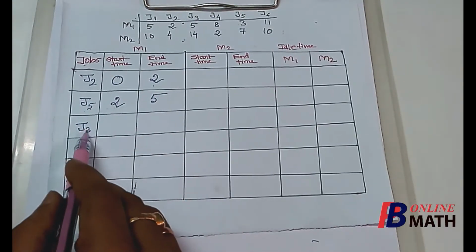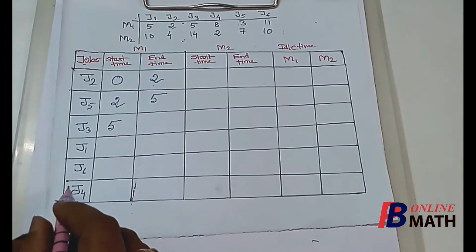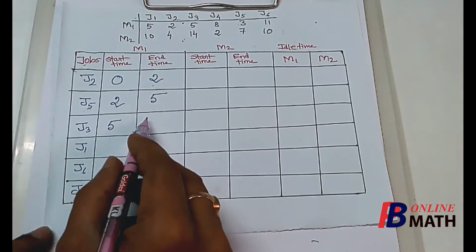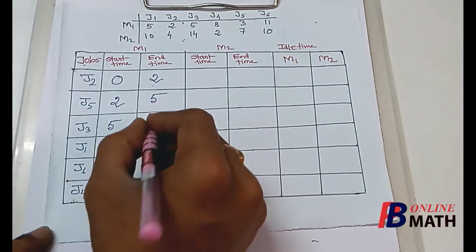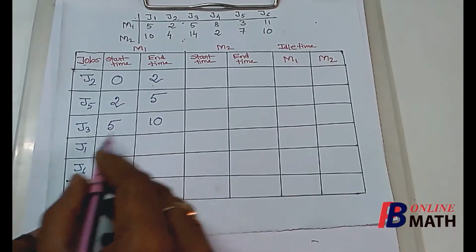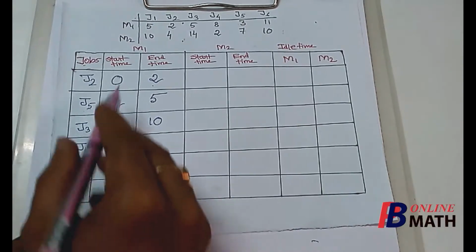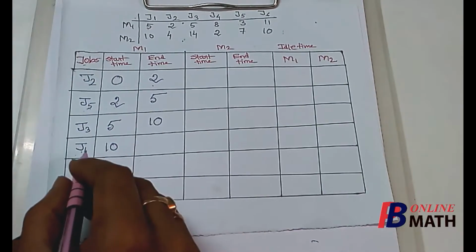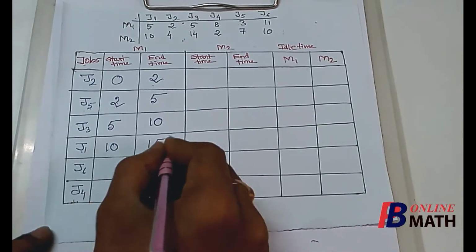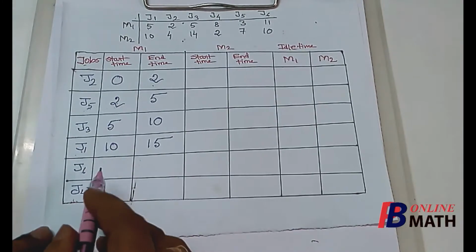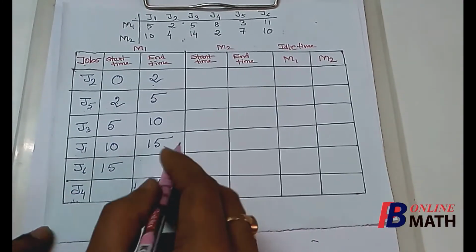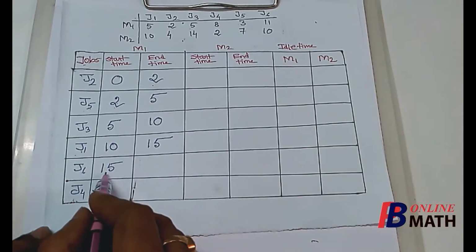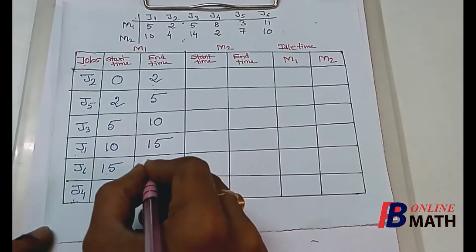After 5 units of time, job J5 has finished processing on machine M1. So the start time for the next job will be 5, and job J3 takes 5 units of time, so the end time will be 5 plus 5, that is 10. The next job is J1, for which the start time will be 10 and it takes 5 units of time, so the end time will be 10 plus 5, that is 15. Consider the next job J6. The start time will be 15 and it takes 11 units of time, so the end time will be 15 plus 11, that is 26.